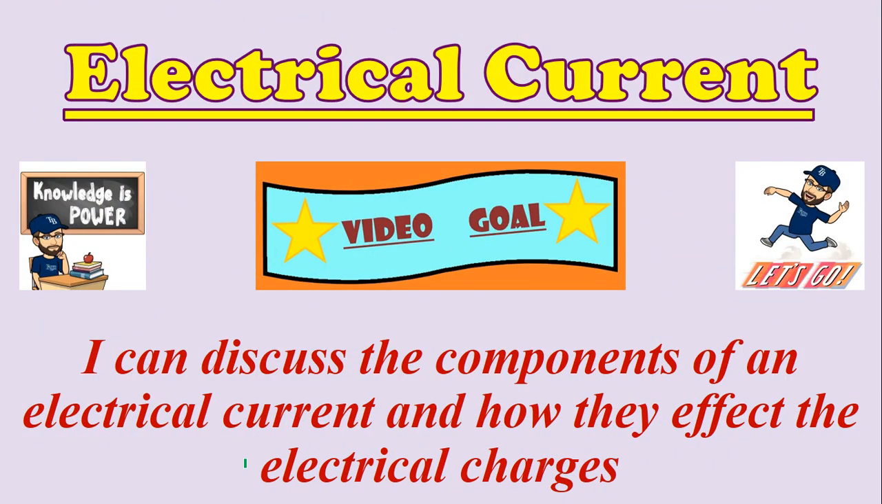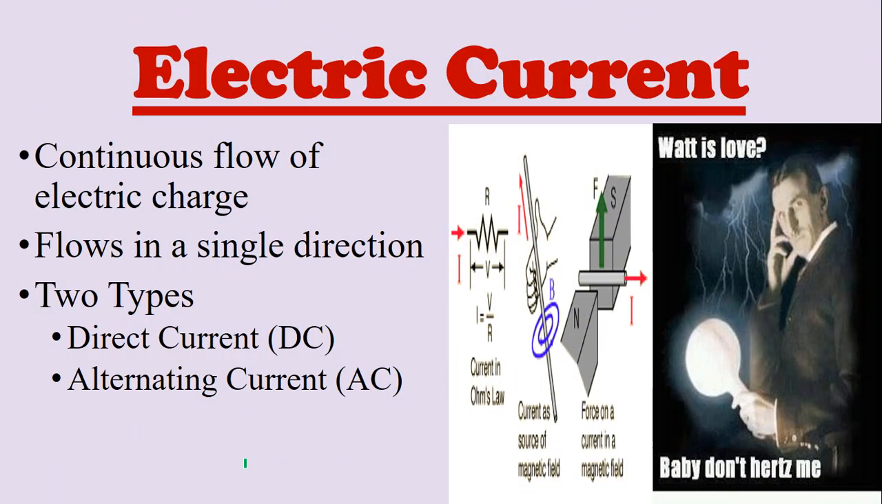But today we're going to talk about electrical current. So your goal for this video is to say, I can discuss the components of an electrical current and how they affect the electrical charges. So electrical current is a continuous flow of electrical charge. Remember, electrical charges usually deal with electrons. And usually in electrical current, it's going to flow in one direction. All the current flows in one direction.